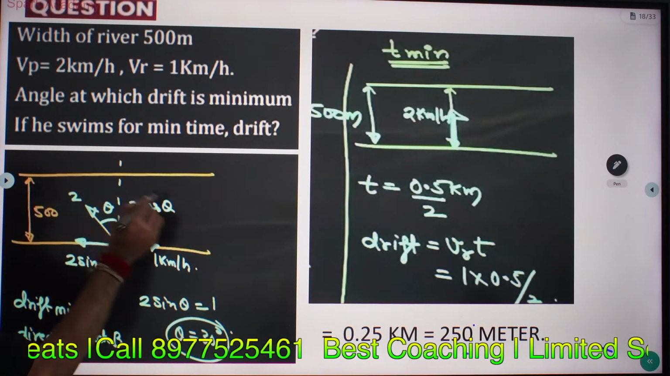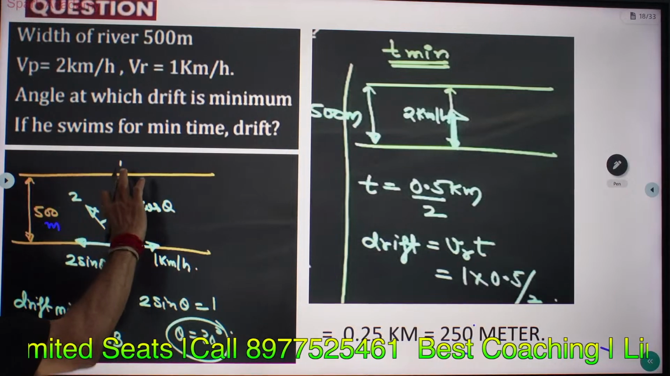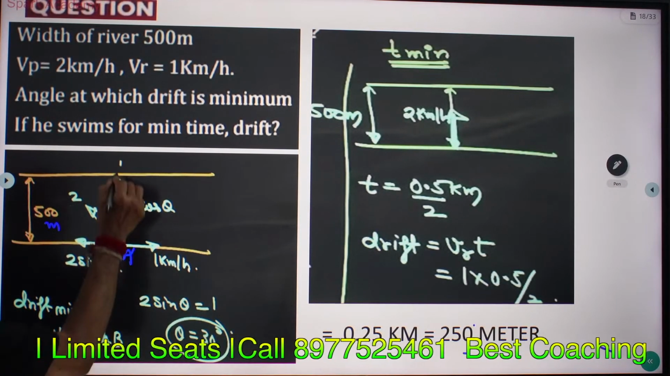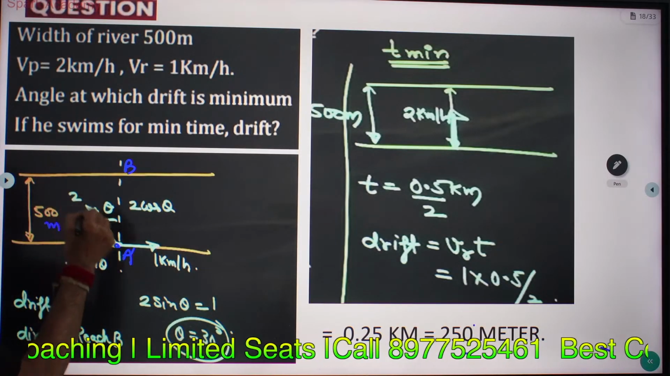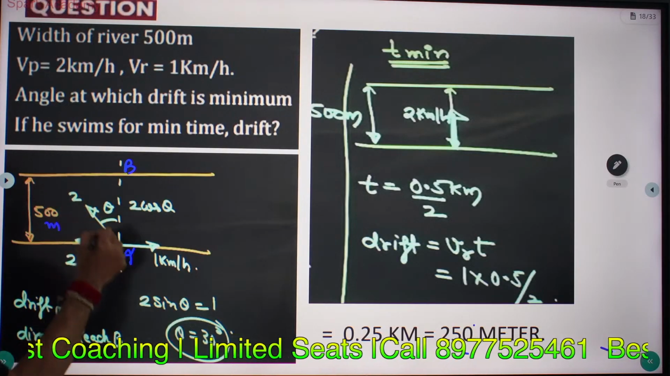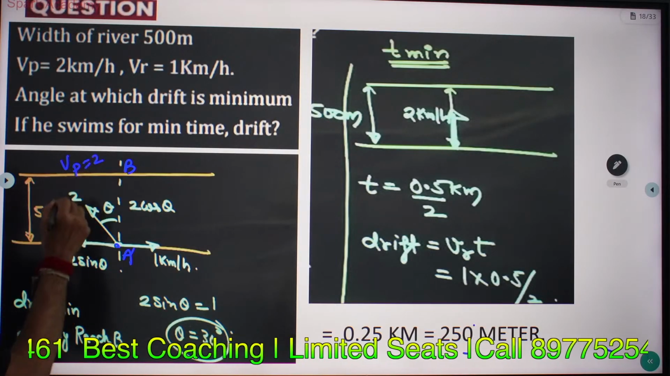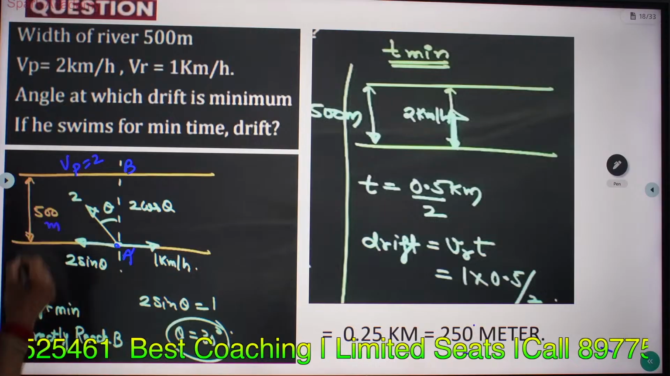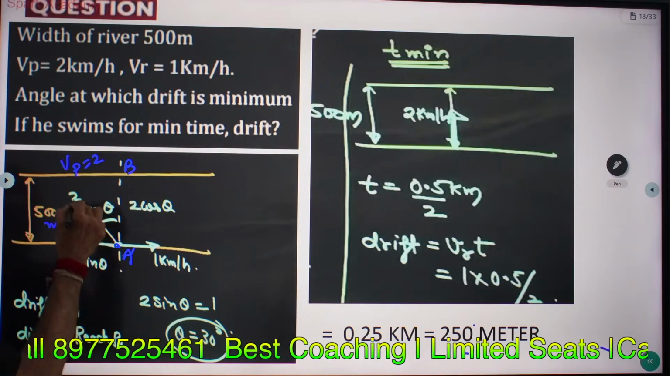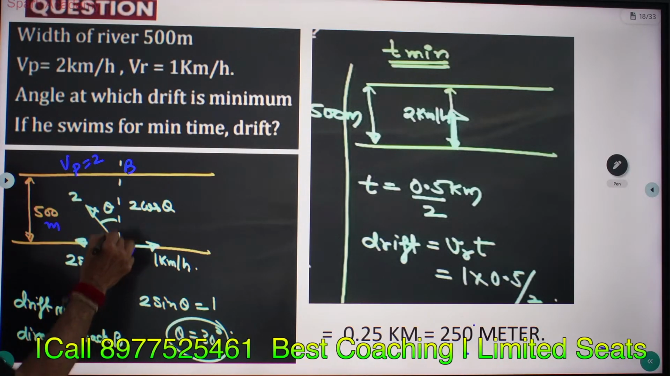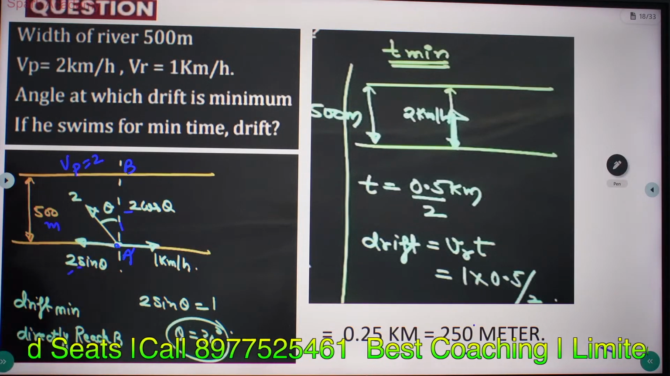Now, this is the river. Width of the river is 500 meter. This is the point A and this is the point B. So the velocity of the person is 2 km per hour. So the person has to start in this particular direction. This is the velocity of person, 2 km per hour. Okay, so it is at some angle. Now what you do? Same logic. You resolve this VP, this velocity, into horizontal and vertical components. Horizontal component is 2 cos theta, vertical component is 2 sin theta.